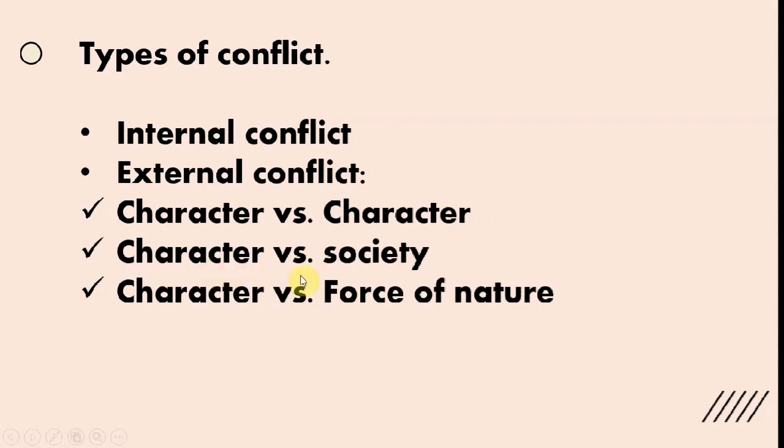Then we have character versus society. It's an external conflict that occurs in literature when the protagonist is placed in opposition with society, the government, or a cultural tradition or a societal norm of some kind. And lastly, we have character versus force of nature. This occurs when a character faces resistance from a natural force. This can mean the weather, the wilderness, or a natural disaster.